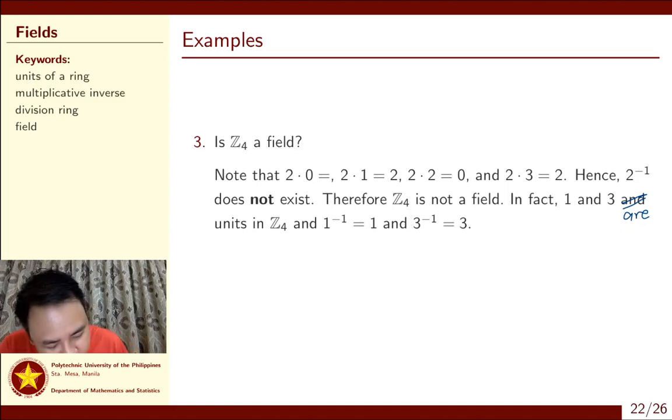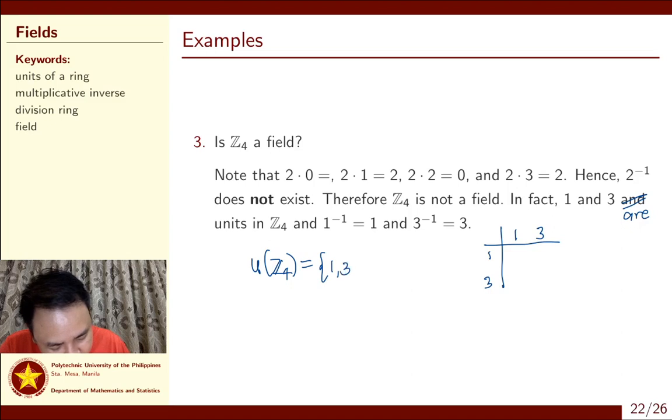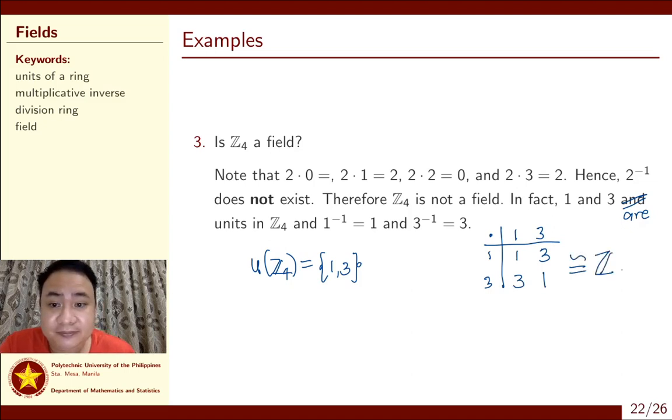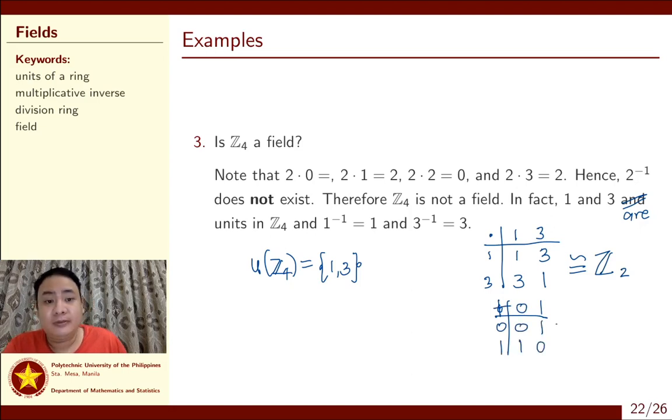In fact, when you construct a table for 1 and 3 only, so ang units ng Z sub 4 ay 1 and 3 lang. If you construct a multiplication table, 1 times 1 is 1, 1 times 3 is 3, 3 times 1 is 3, 3 times 3 is 1. You see that this is a group which is isomorphic to Z sub 2. Do you remember that? Ang Z sub 2 under addition, ito diba? Isomorphic sila.